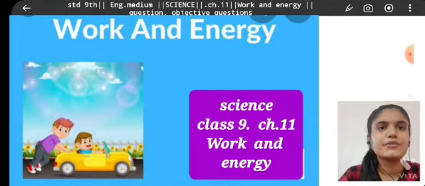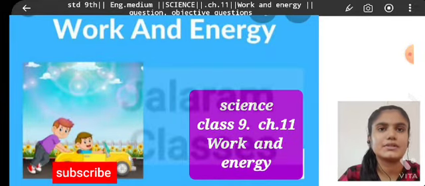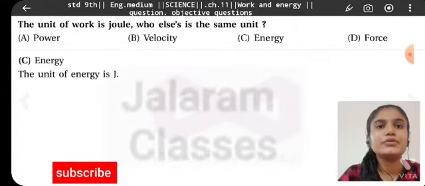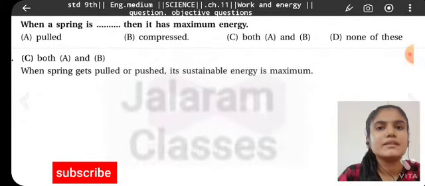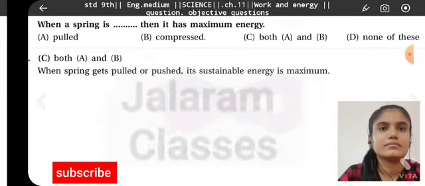Hello guys, today we are going to study Science Class 9 Chapter 11 Work and Energy. The unit of work is Joule. Which other quantity has the same unit? Energy. The unit of energy is also Joule. When a spring is either pulled or compressed, then it has maximum energy.